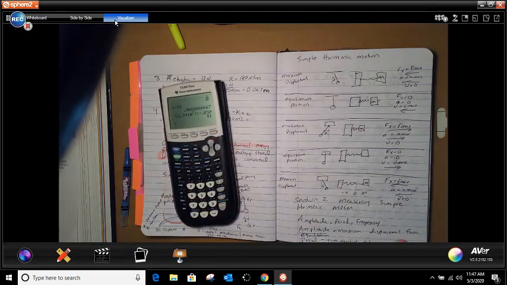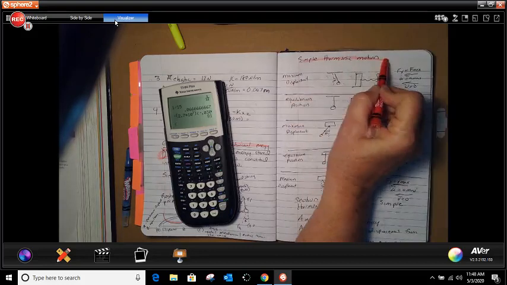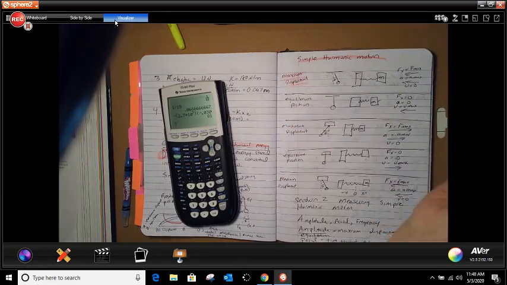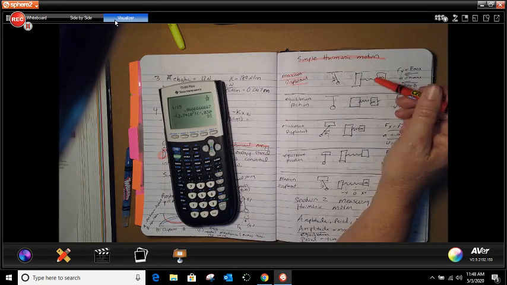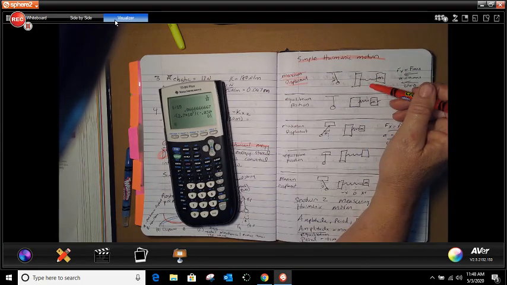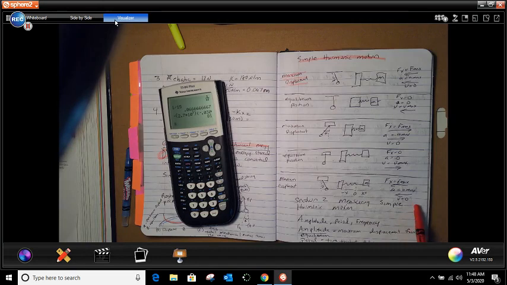Then they gave you an example of simple harmonic motion with a maximum displacement. Here are the diagrams of the pendulum and the block, and it also tells you what direction the forces are going with vectors. And that is the end of that section.